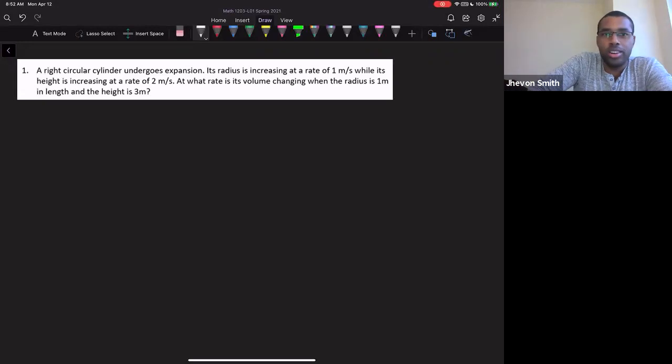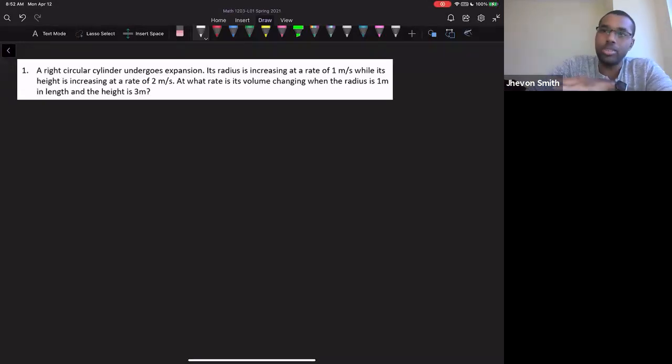A right circular cylinder undergoes expansion. Trying to conquer the world. Its radius is increasing at a rate of 1 meter per second. Its height is increasing at a rate of 2 meters per second. At what rate is the volume changing when the radius is 1 meter and the length is 3 meters?